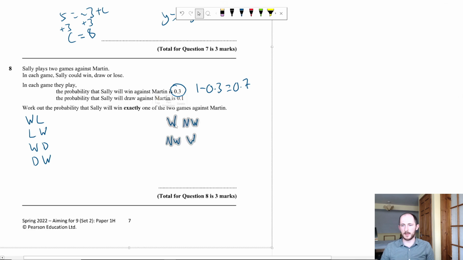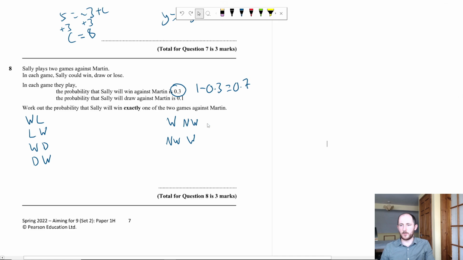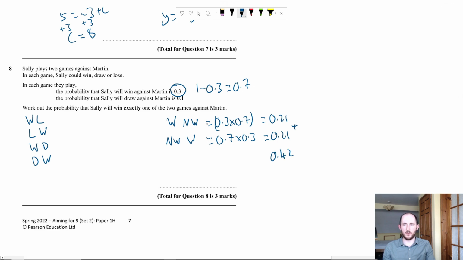Okay, so win and not win, you would just have probability of winning is 0.3, so 0.3, and then not win, so times 0.7, plus 0.7 not win times 0.3. So that equals 0.21, and that equals 0.21. So you'd add those together and you get 0.42, which is the correct answer, 3 marks, done deasy.